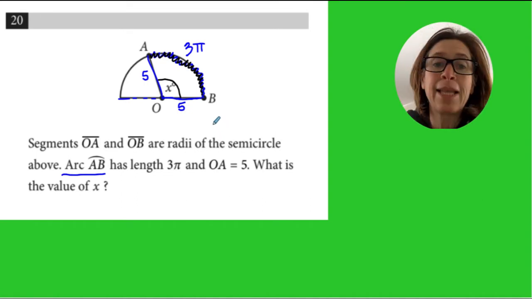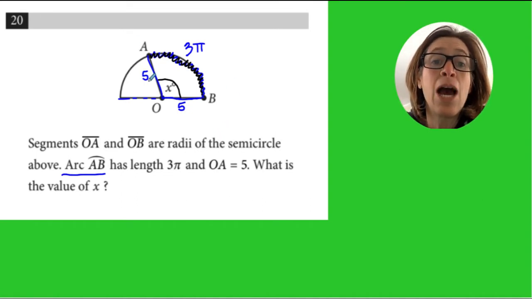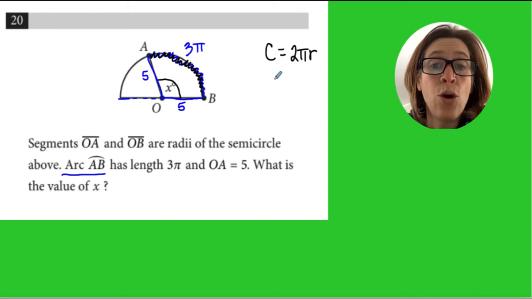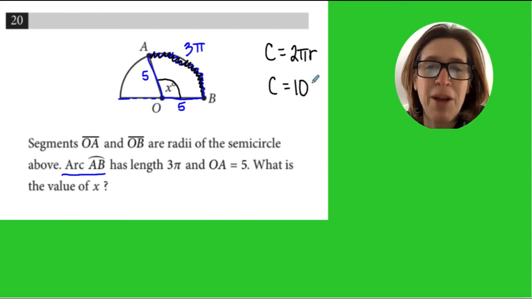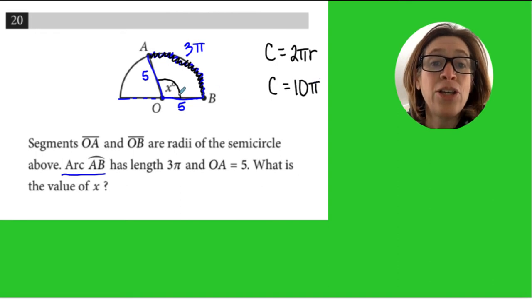So think about it like this. If we know that the circumference of the whole circle is 2 pi r, and in this case, we know that the radius is 5, we know the circumference then would be 10 pi. So I really just need to see what proportion 3 pi is of 10 pi.